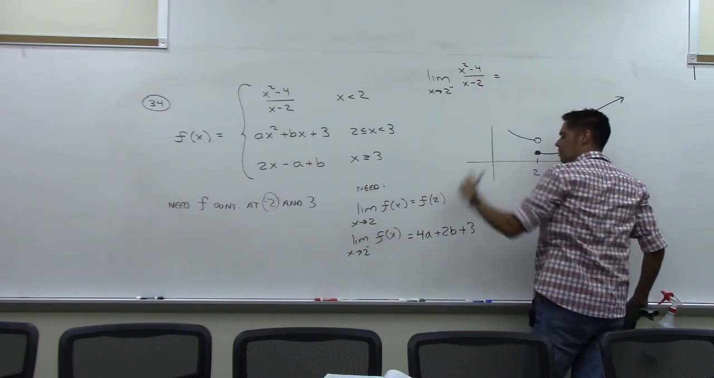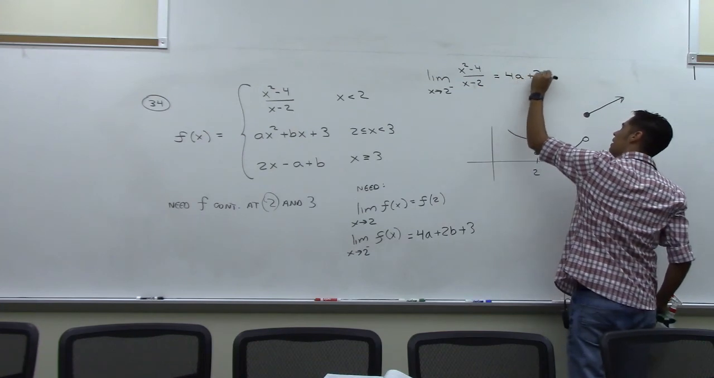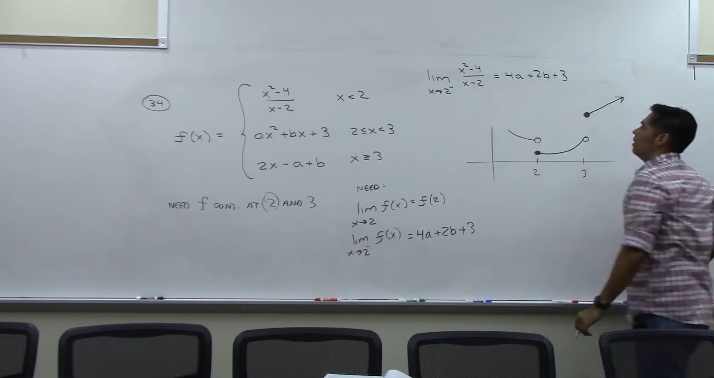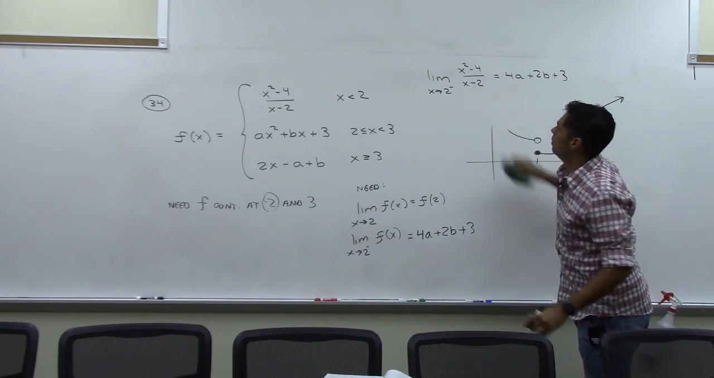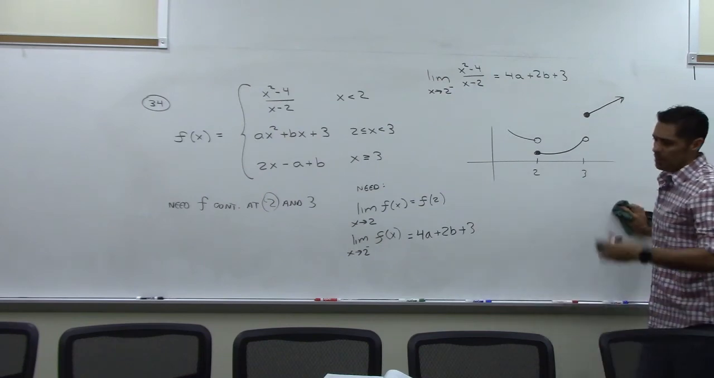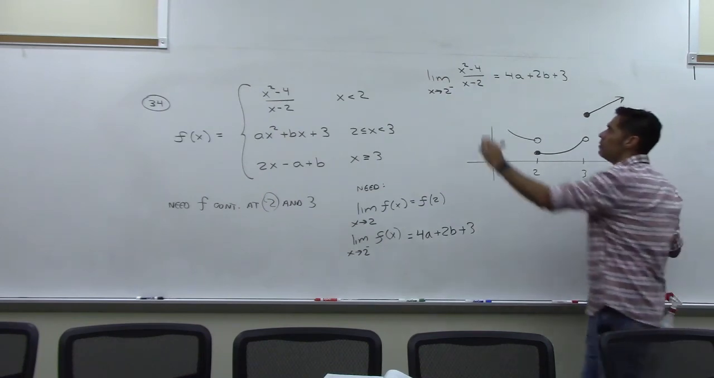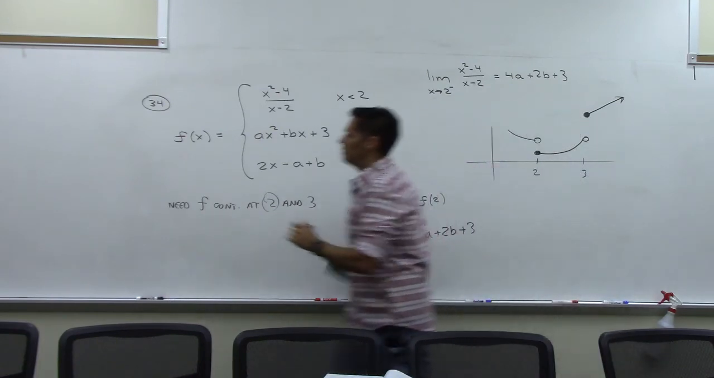That needs to be equal to 4a plus 2b plus 3. All right, now let's try and figure out what this limit is right here. Well, if you try and plug 2 into this, you get 0 over 0. But last section we studied this a little bit. Looks like we might be able to factor that. Let me do that right over here on the side.